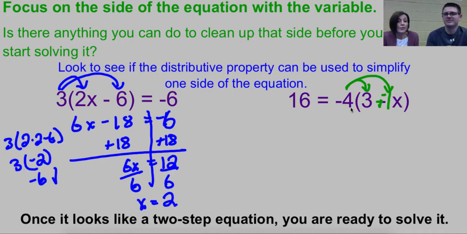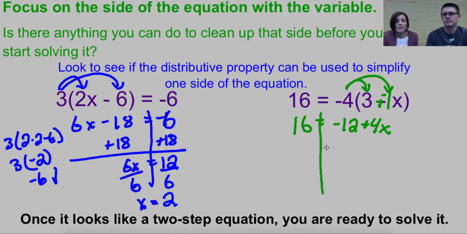So we're doing negative 4 times 3 first, which is going to give us a negative 12. Then we're going to do a negative 4 times a negative 1x. That subtraction sign changed to adding a negative 1x. That gave us a positive 4x is equal to 16. Once we have all that simplified, it looks like a two-step equation. We are ready to solve it.